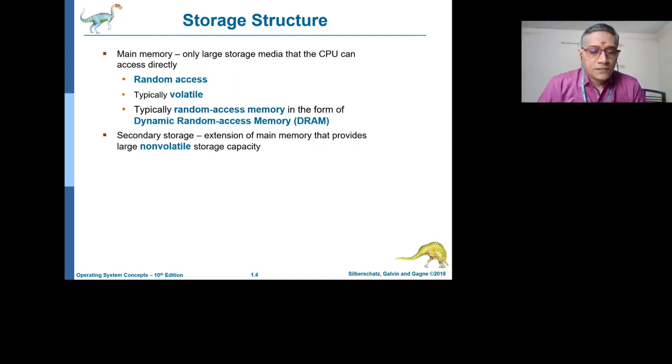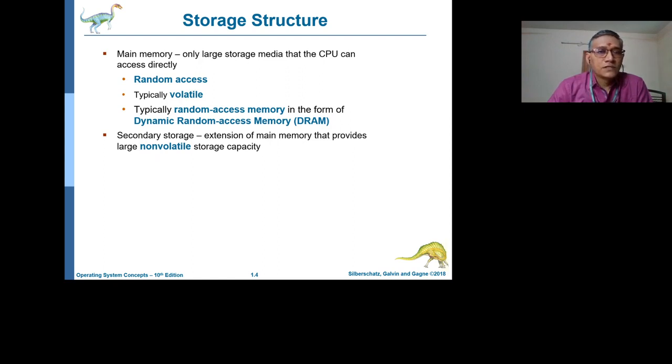So we know that a program, if it needs to be executed, both the code and data should reside in the main memory. The main memory is a large storage media that the CPU can access directly. It is also called random access memory. It is volatile in nature, and the modern physical memory, that is main memory, is in the form of dynamic random access memory. We shortly call it DRAM.